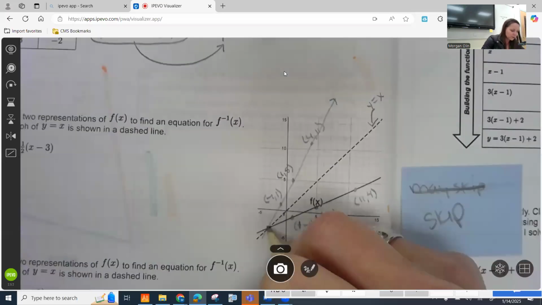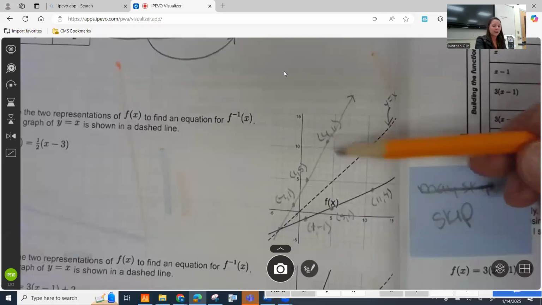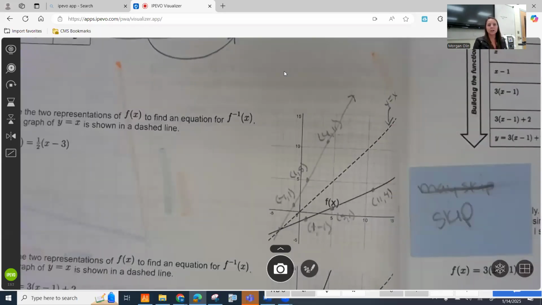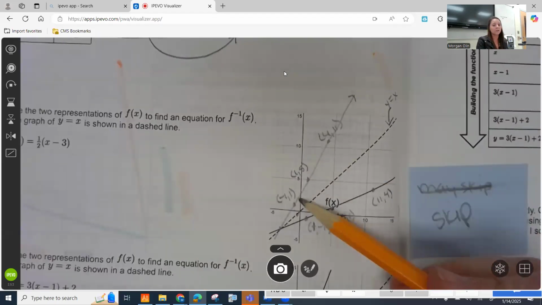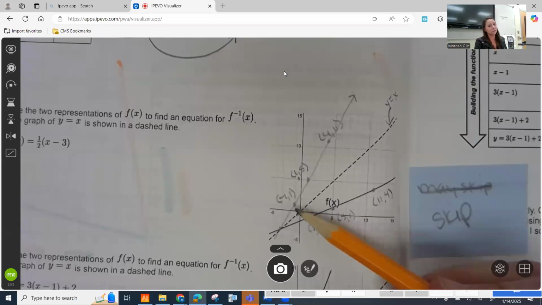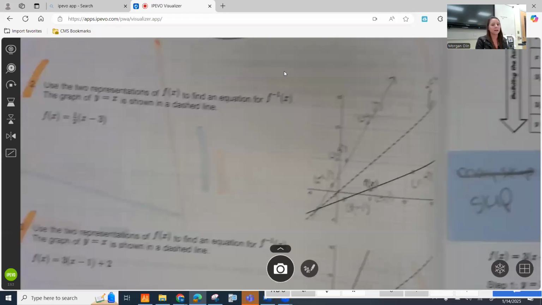All right, so let's make some observations here. Does it look like it reflected over that line y equals x? Yes. All right, so to find the inverse, you just have to switch your x and y's. All right, now we could write an equation from here. However, it's going to be a little bit difficult. So let's use those steps that we just did to write an equation for this.